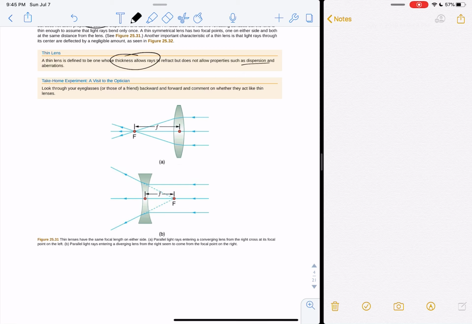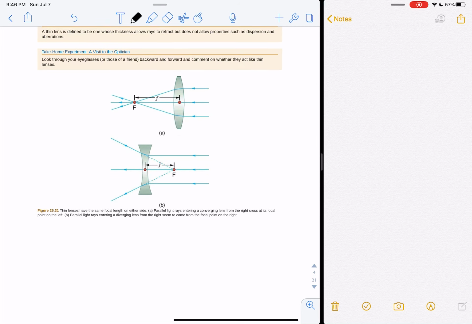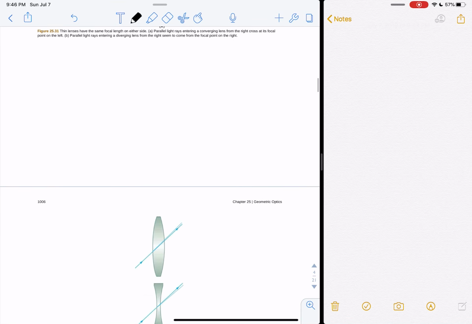You don't get dispersion and other aberrations, so we're just imagining it's a very thin lens. So here are your two lenses, with the rays coming in from the right side of the screen. This is, say it with me, a converging lens, because it causes the rays to converge at the focal point. A diverging lens, the rays come in and they diverge away, as if they came from the focal point. Those are the two main types of lenses.